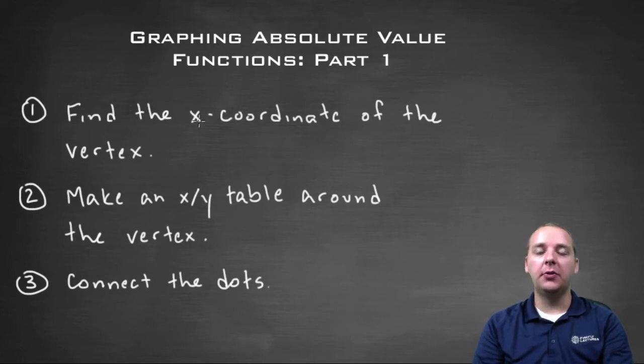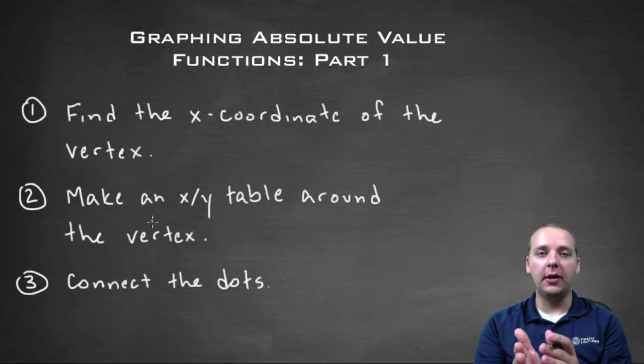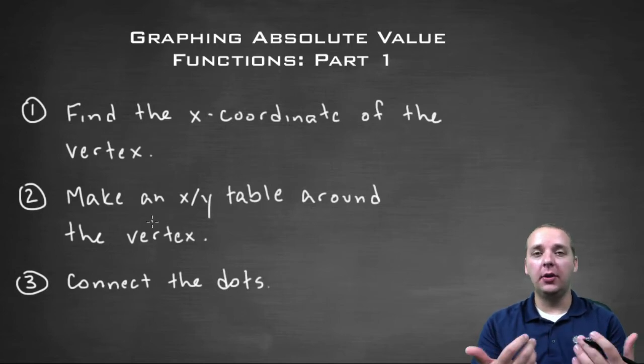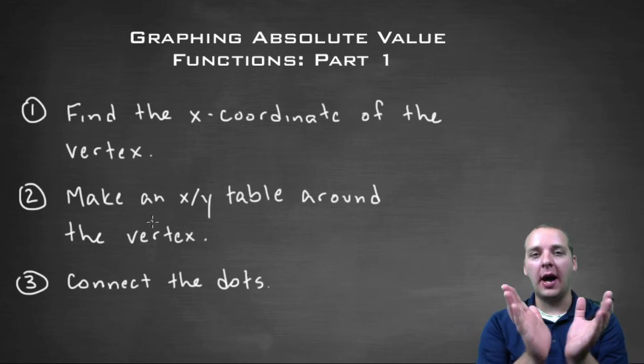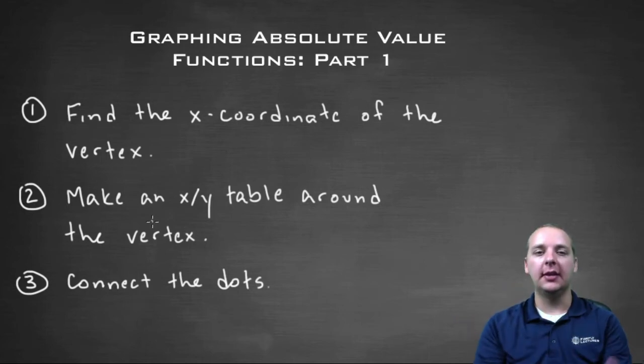What you can do is first of all find the x coordinate of the vertex, which I'll show you how to do in just a minute. And once you find that, then you're basically just going to make a little mini XY table around that vertex. Because if you can figure out what it looks like to the left and the right of the vertex, you'll know if the absolute value graph, the V, goes up or down and how wide or how steep it is, things like that. Connect the dots and you're done.